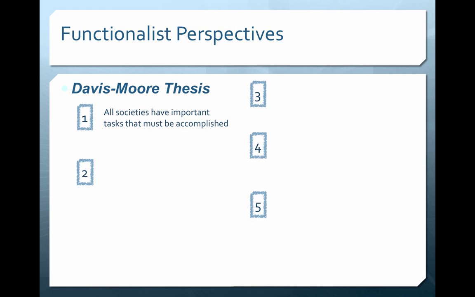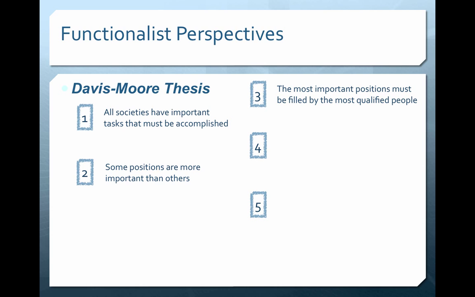The first being that all societies have important tasks that must be accomplished. Government, banking, the economy, family, education, religion, these are all important functions and tasks that all societies do and have to make the society successful. The second point was that some positions are more important than others. Well, in an organization, not everybody can be a boss, so there are some people with higher levels of responsibility and others with lower levels of responsibility in every society.